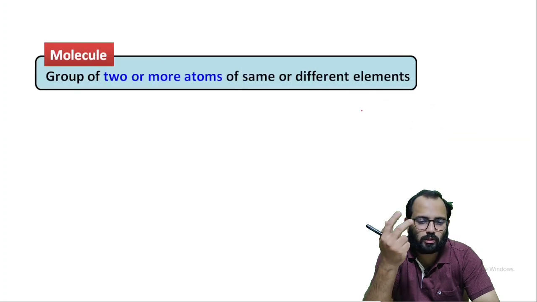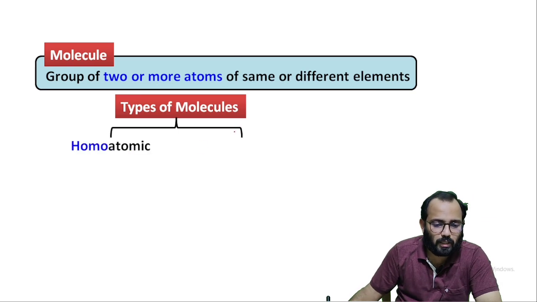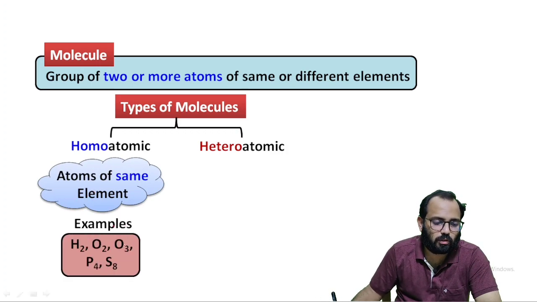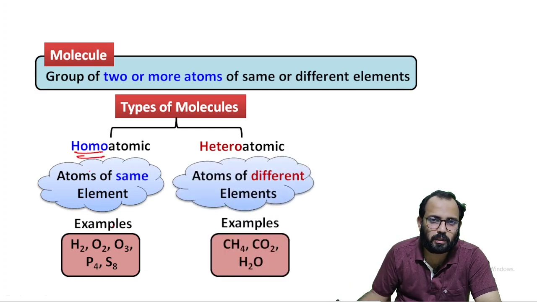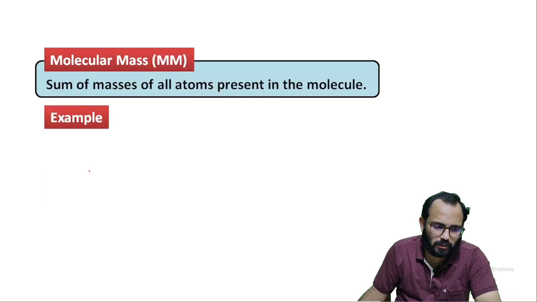Okay, and what is a molecule? You already know what a molecule is, right? It is a group of two or more atoms of the same or different elements. So types of molecules: we have two types, homoatomic molecules and heteroatomic molecules. Homoatomic molecules have atoms of the same element: hydrogen, oxygen, ozone, phosphorus. You can see that all have the same atoms. And heteroatomic molecules have atoms of different elements: methane, carbon dioxide, water. These are heteroatomic.